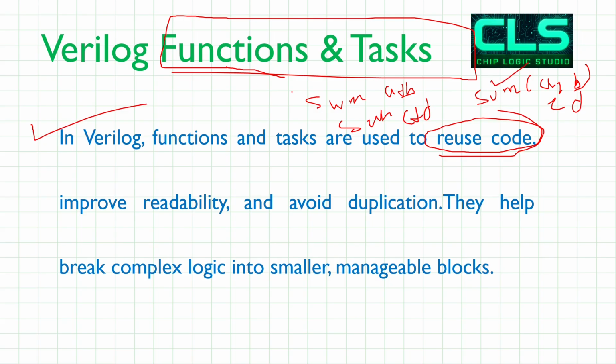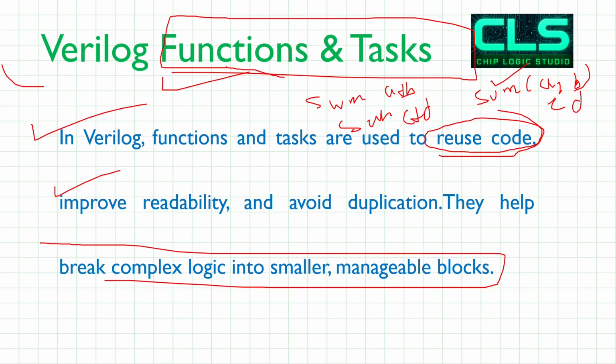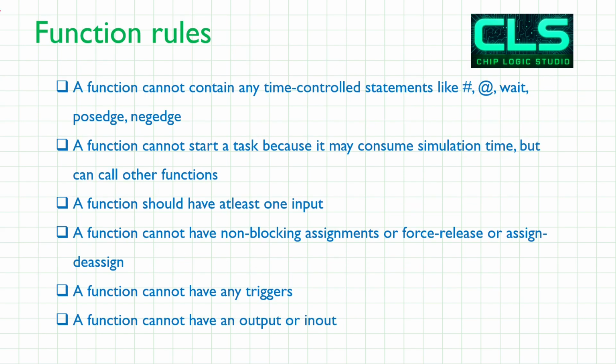This reusability can be achieved with function and task. It also improves readability, because we can use the same thing with the help of an always block or initial block. Because of this, reusability is increased. You can write this outside your module, so it is easy for writing code. For writing more complex code, we need function and task. So let's see what functions and tasks are.